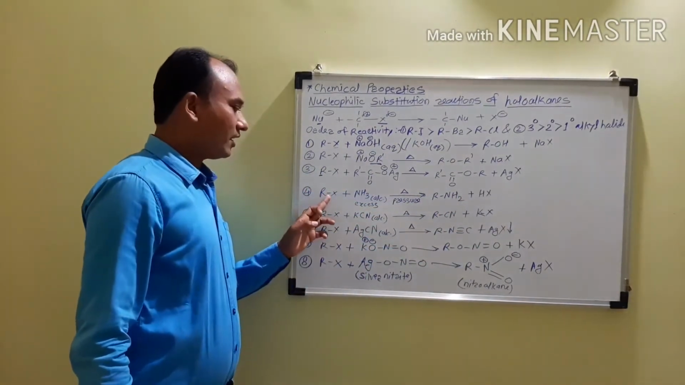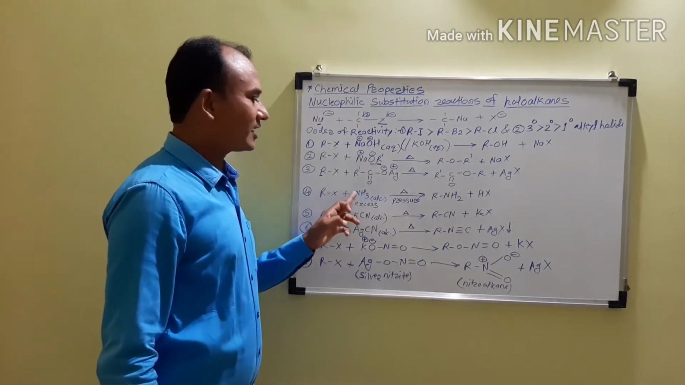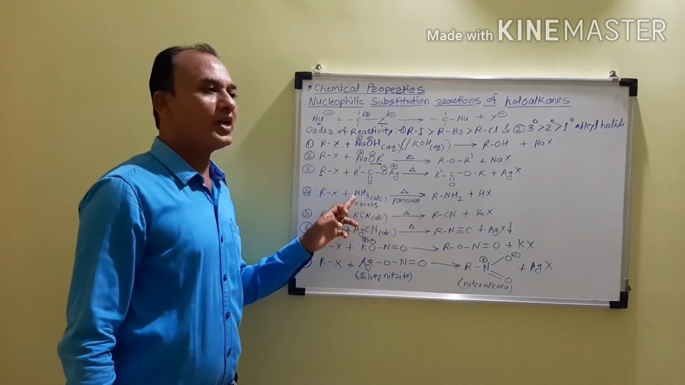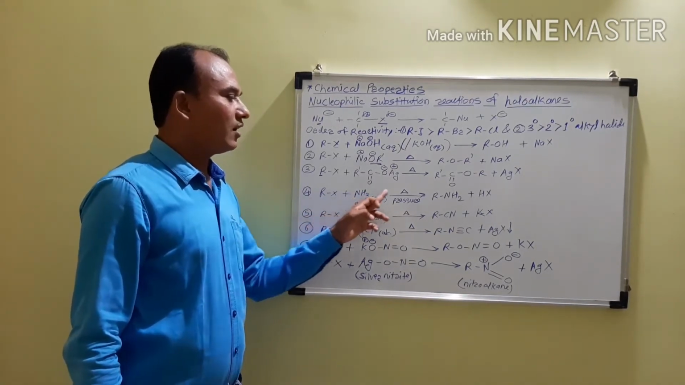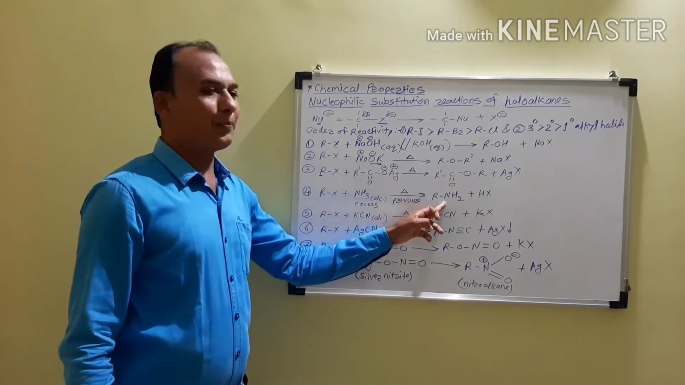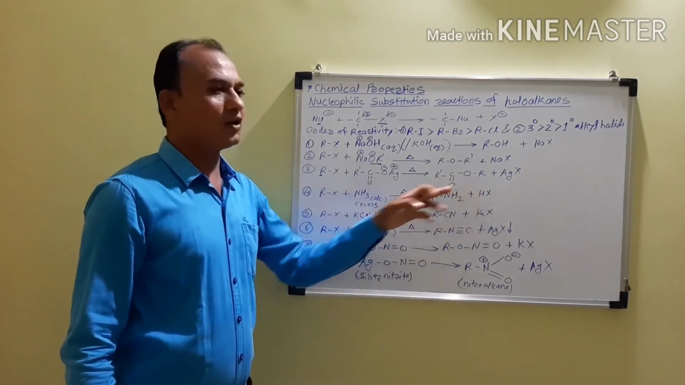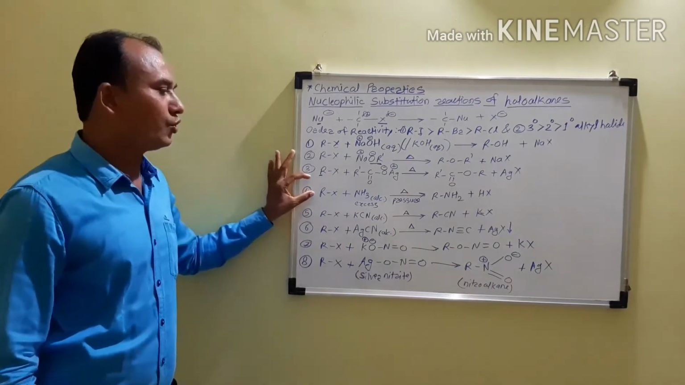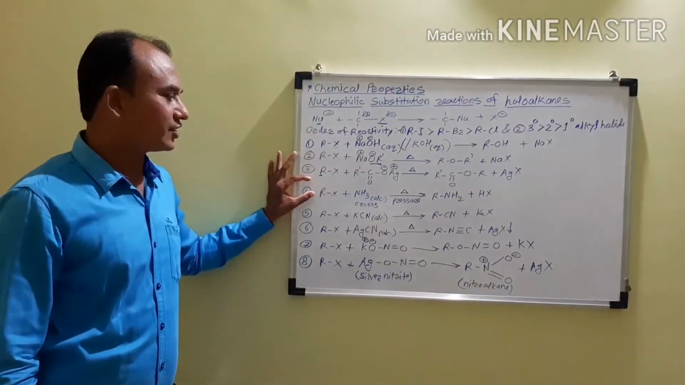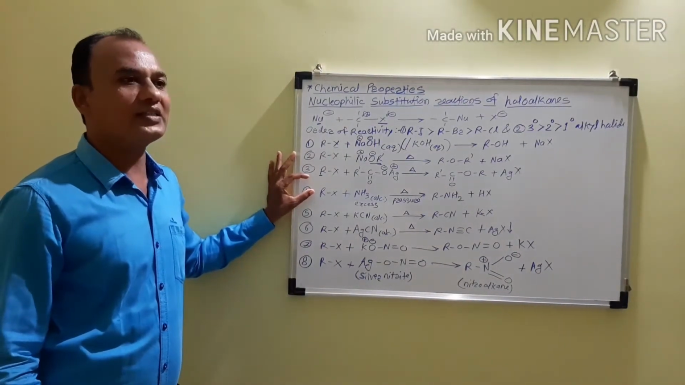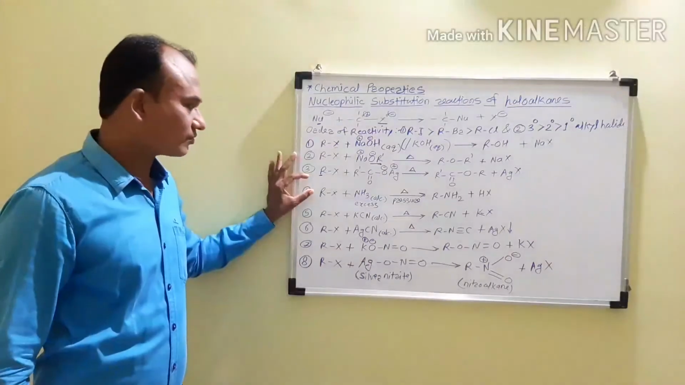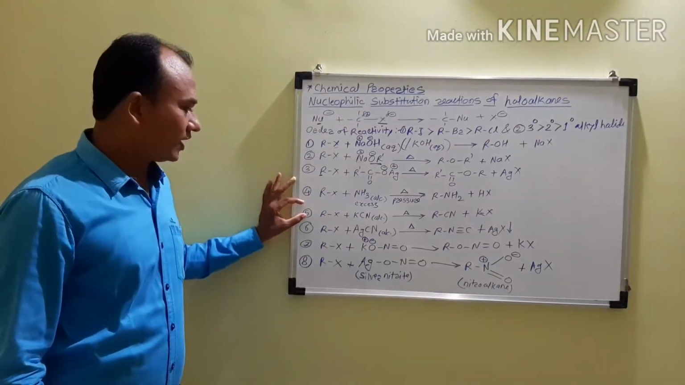Next example, in that case the alkyl halide reacts with alcoholic ammonia, which we are taking in excess. Under pressure, it gives the primary amine and HX. It is also a nucleophilic substitution reaction. In that case, the nucleophile is the NH2 group. Now, we are taking the next example.